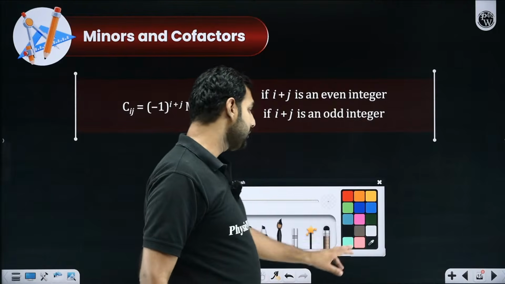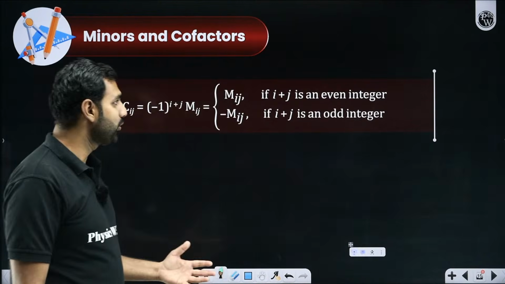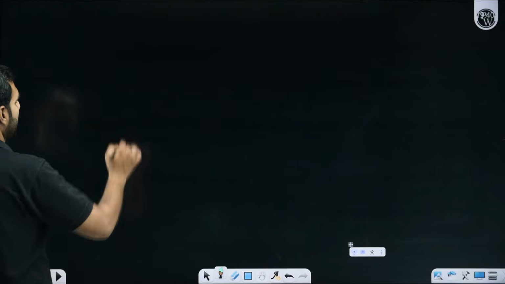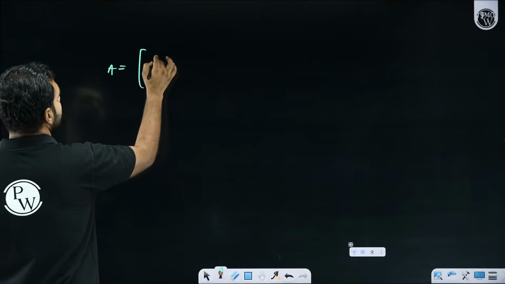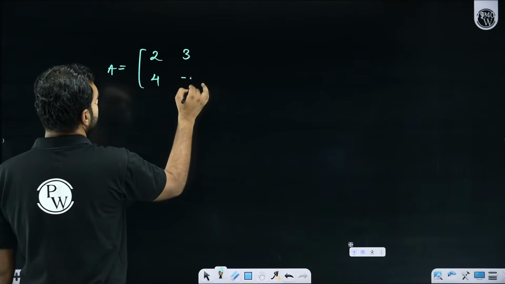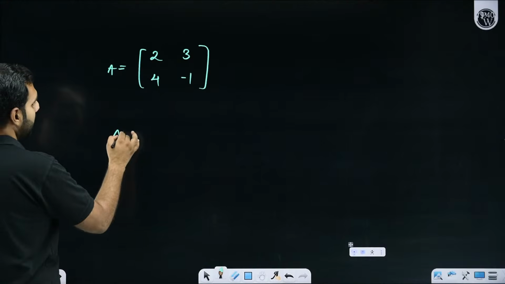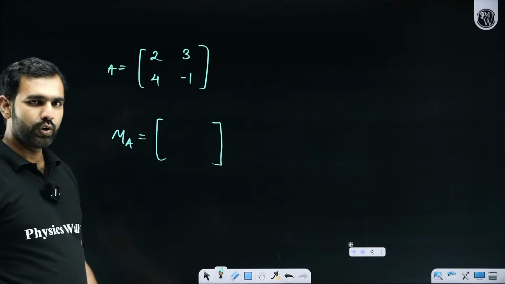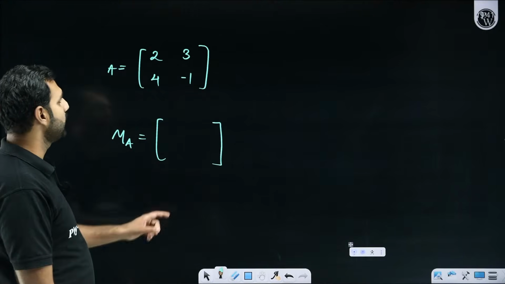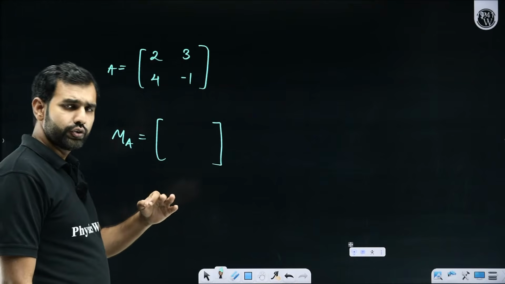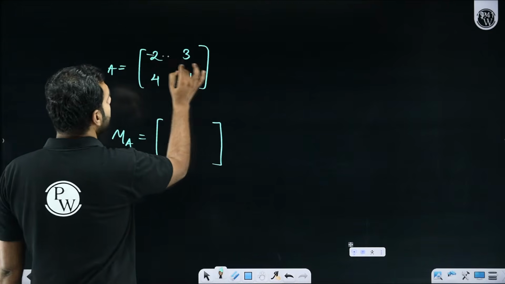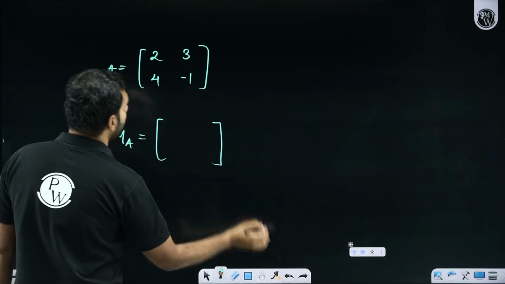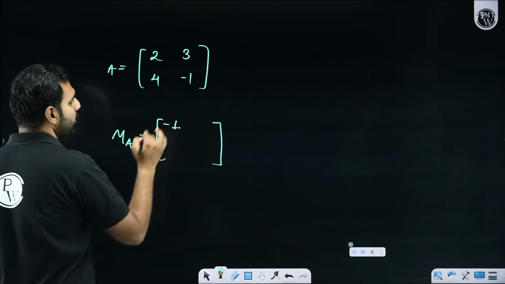Now, I'll come back to the discussion here. I'll talk about minors and cofactors. Please pay attention to this part. This is very interesting. I'll begin this discussion with the 2 by 2 matrix. Let's say this is a matrix A, which has entries 2, 3, 4, and let's say -1. And I am writing the minor of A. So I'm denoting it by MA. So how do you write minor of A? Let's say I want to write minor of A, which means I want to write the minors of these elements. So for 2, please remember, the minor will be remove this row, remove this column. What are you left with? -1. So -1 here will be minor of 2.